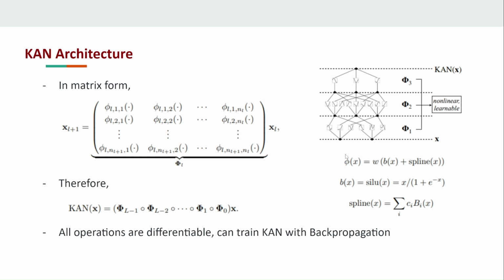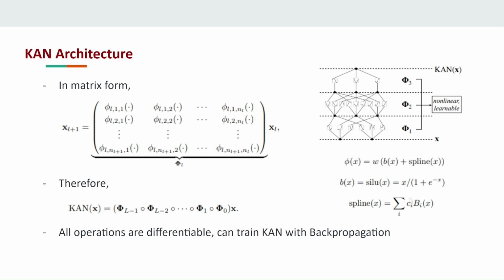And now each of these activation functions phi is being represented using w times (b of x plus spline of x). Now this includes a basis function b of x, which is similar to residual connections, such that the activation function is the sum of the basis function and the spline function, spline of x. The spline of x is parameterized as a linear combination of B-splines.